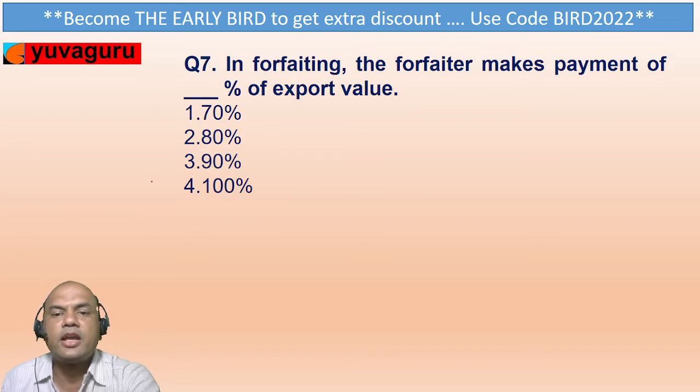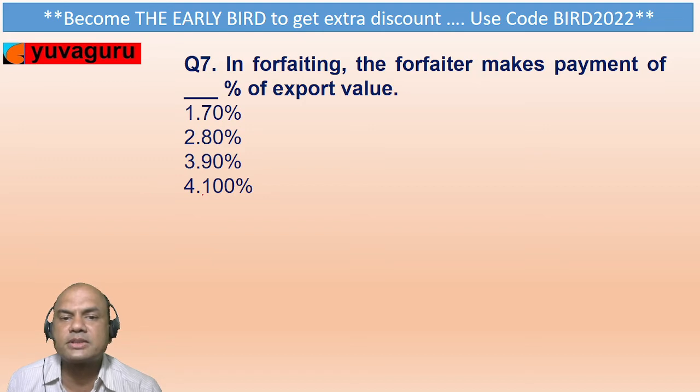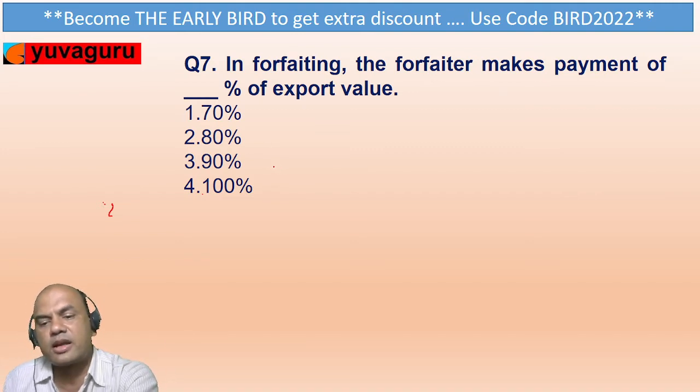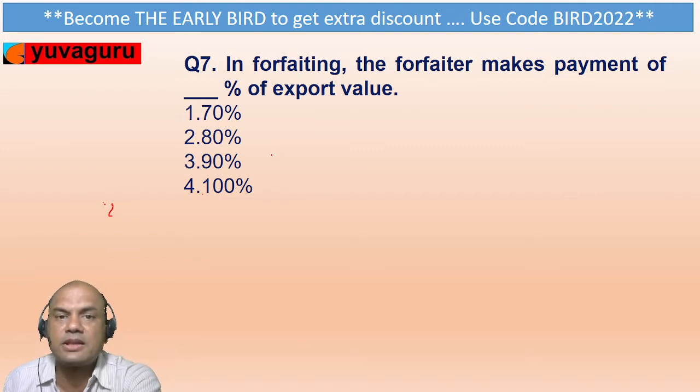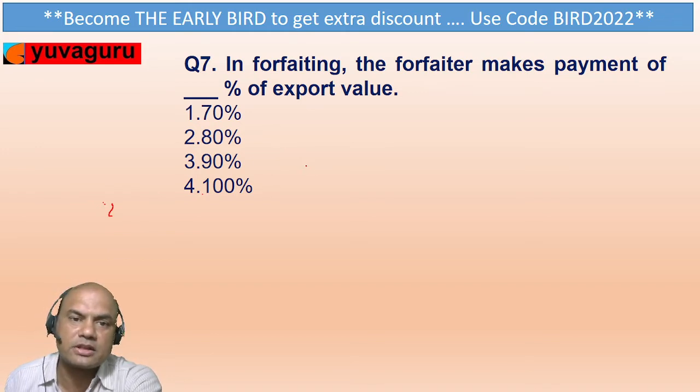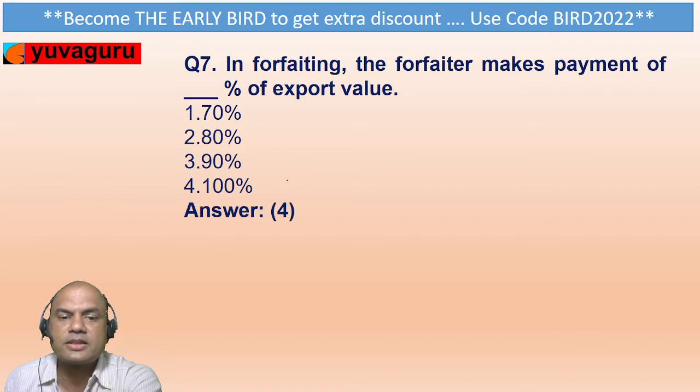Next. In forfeiting, the forfeiter makes the payment of dash percent of the export value. So, in forfeiting, what is the amount of finance? Just now I gave you the 3 differences. Type the answer. You must think. You must type the answer because in the exam you have to answer, not me. So the answer is 100.